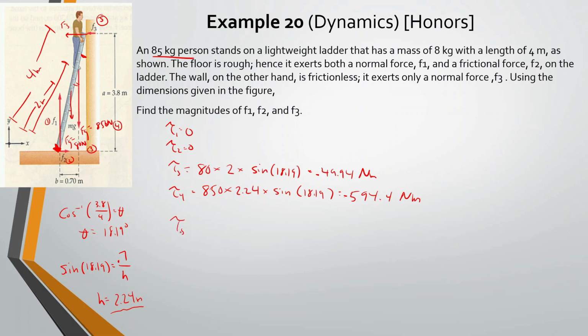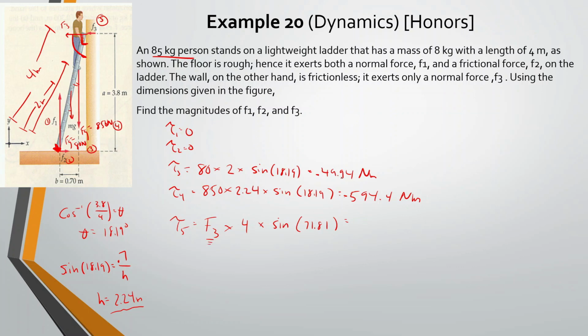Now, torque of the fifth one. We don't know what the force F3 is. We do know it's going to be all the way at the end, so that's 4 meters. We don't know the angle. We know that this is 18.19, but we don't know what this angle is over here. However, this is a 90-degree angle, so we're just going to subtract 18.19 from 90, and we get 71.81. And we don't know what the torque equals, because again, we don't know what F3 is.